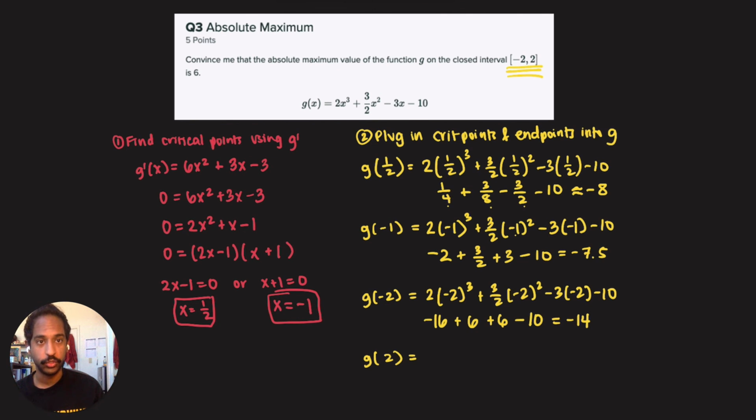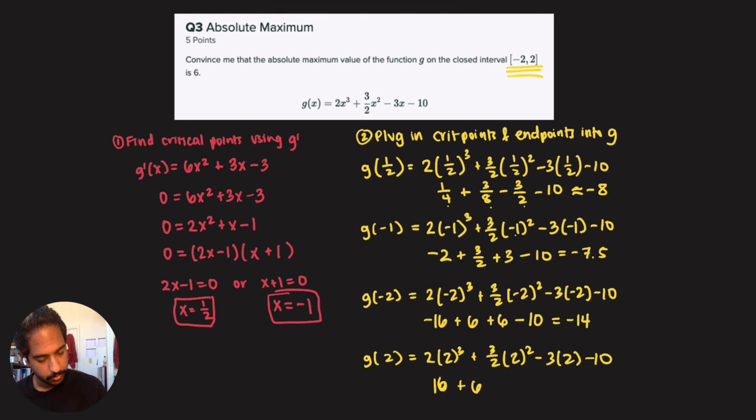Let's see which one of these is going to be the highest. Let's test g of 2. 2 times 2 cubed plus 3 over 2 times 2 squared minus 3 times 2 minus 10. I don't see my 6 anywhere, which is getting me a little stressed out. So let's see if we get it here. 2 cubed is 8. 8 times 2 is 16. 2 squared is 4. Times 3 over 2 is 6. Minus 6. Minus 10. 16 plus 6 is 22. Minus 6 is 16. Minus 10 is 6.